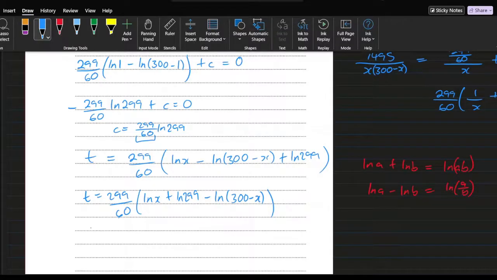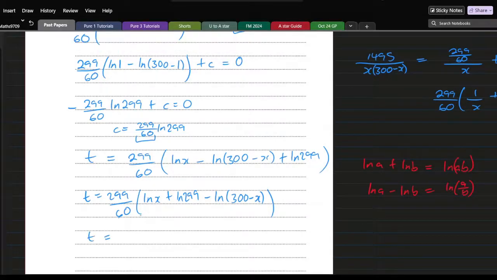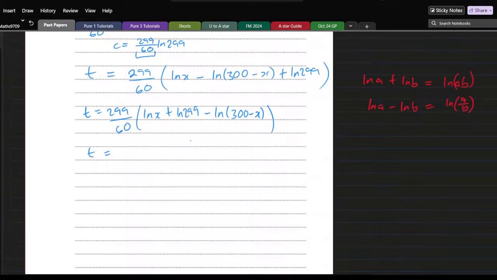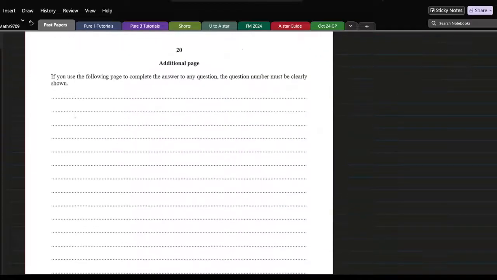So this then becomes t is equal to 299 over 60 ln, so these two are adding, so they must multiply, 299x, and then this one is subtracting, so it must divide (300 minus x). Alright, and this here would be our final differential equation. And I believe that is the end of the paper.